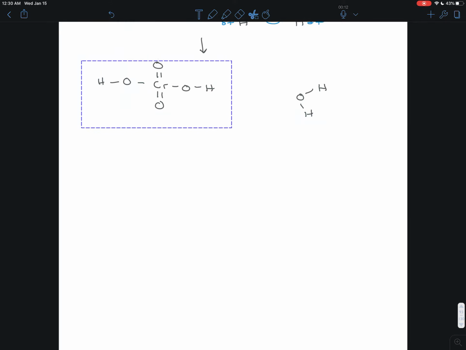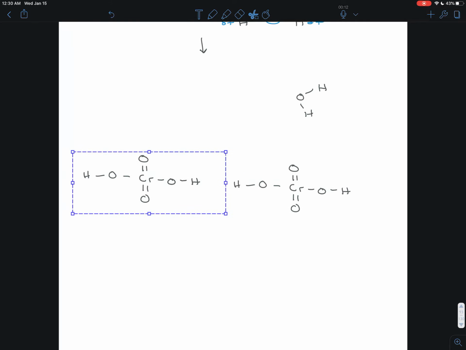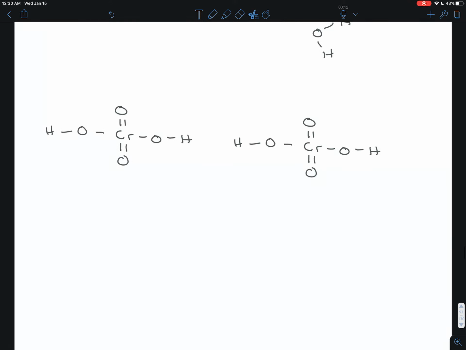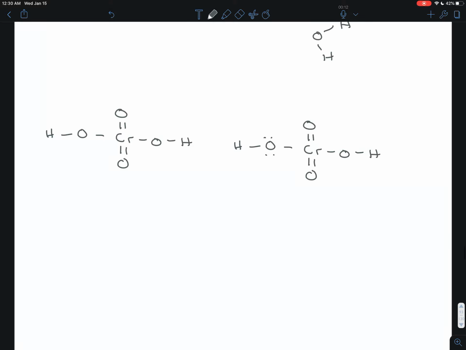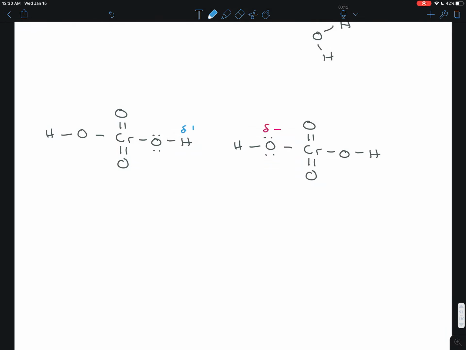So if we ever have one chromic acid molecule, we're going to have at least one more present. So let's say you have these multiple chromic acid molecules. One of the things that can happen is that the oxygen on one, which is slightly negative, could smack into and be attracted to the hydrogen on another, which is slightly positive.